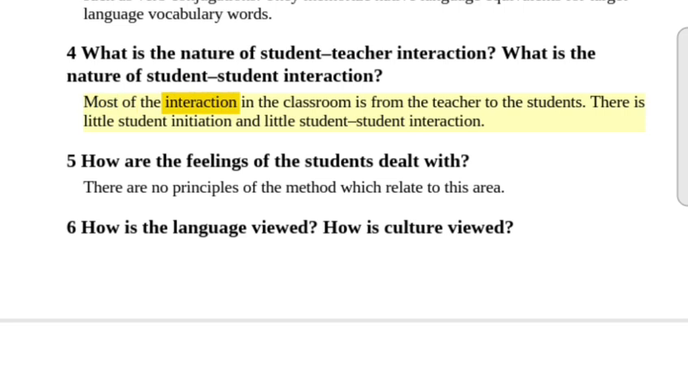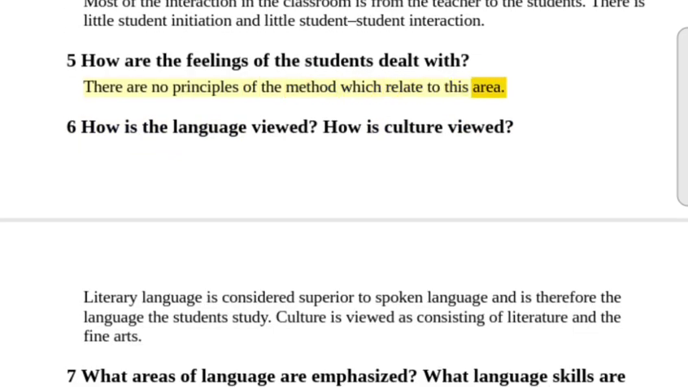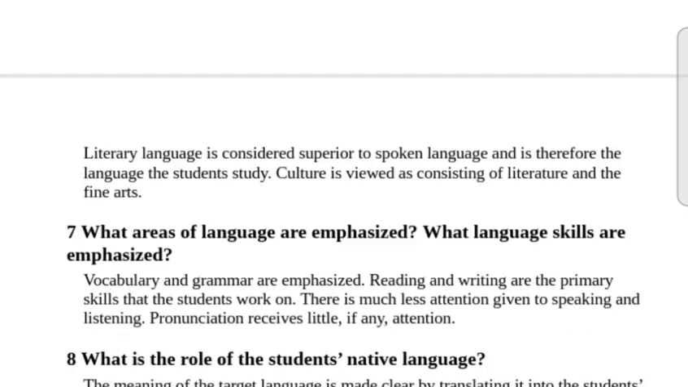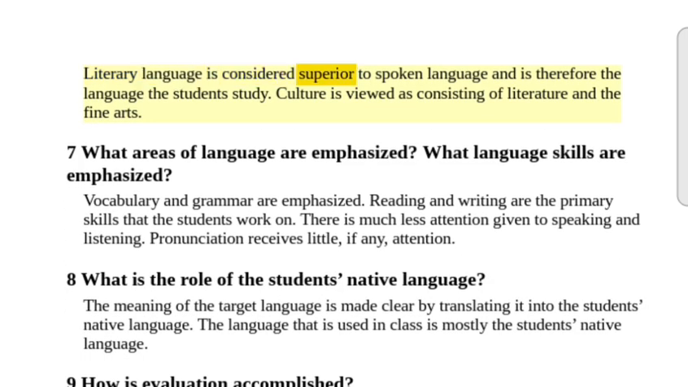Most of the interaction in the classroom is from the teacher to the students. There is little student initiation and little student-student interaction. 5. How are the feelings of the students dealt with? There are no principles of the method which relate to this area. 6. How is the language viewed? How is culture viewed? Literary language is considered superior to spoken language and is therefore the language the students study. Culture is viewed as consisting of literature and the fine arts.